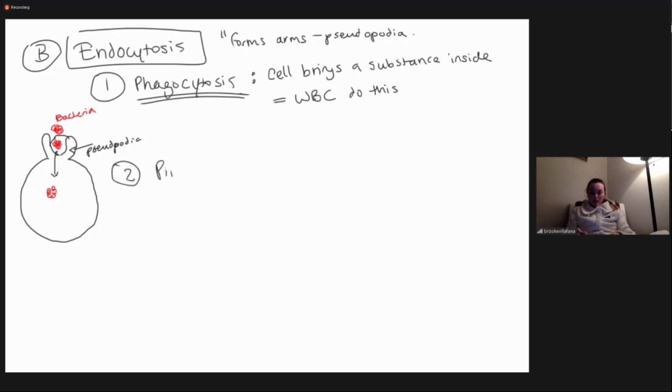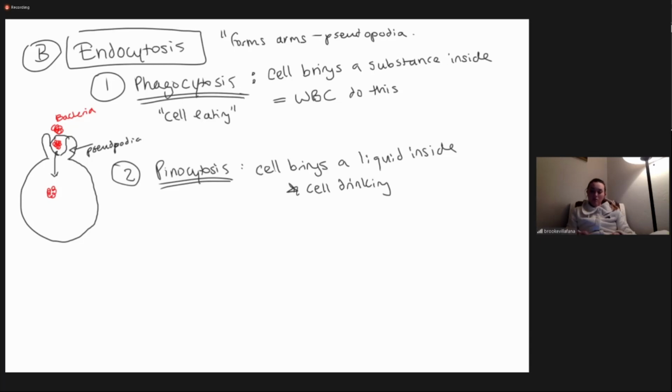Next one is pinocytosis. This is the same concept, but the cell brings a liquid inside. This is cell drinking. Phago means to eat, so phagocytosis is cell eating. Pinocytosis is cell drinking. An easy way to remember it is like a pina colada, like a drink. You're drinking something.